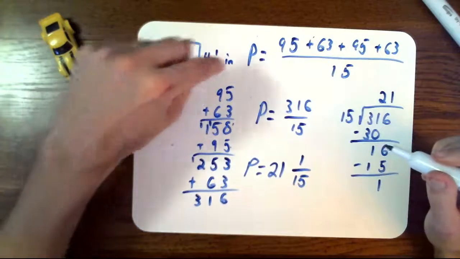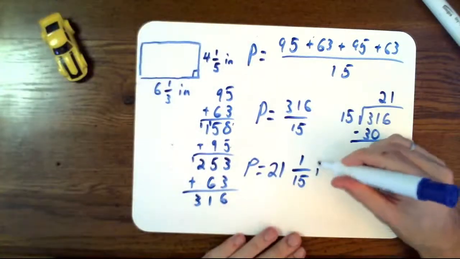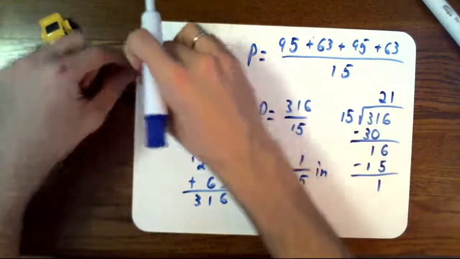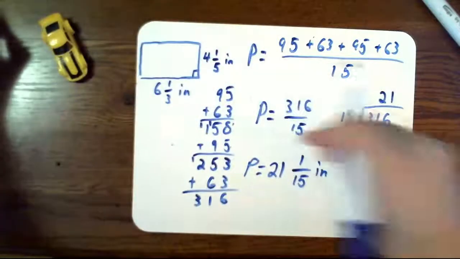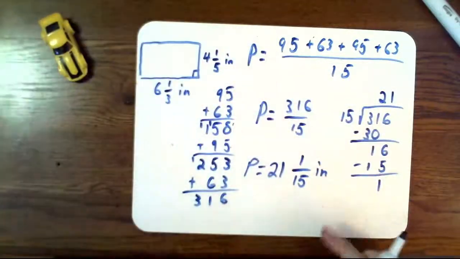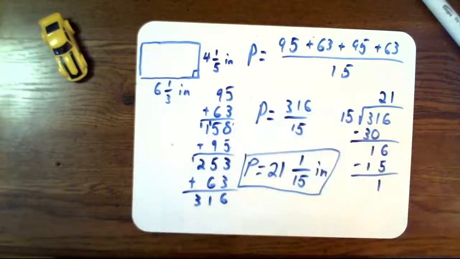Since we're adding inches, inches, inches, and inches, kind of like we're breaking this rectangle and putting it in a straight line and just counting up, that means our perimeter is going to be in units of inches.